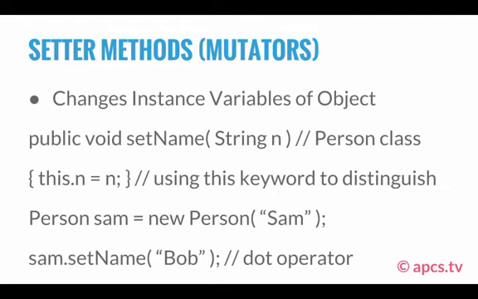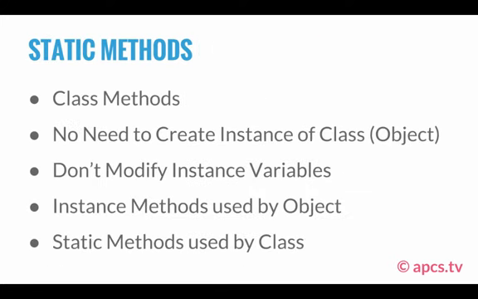And remember that the set name method is an example of a mutator. So now let's take a look at static methods, which we've actually already taken a look at, but we'll look over them again because they're a critical part, and we've seen them in some of our programs already. Static methods are also known as class methods, and they remove the need to create an instance of a class, or basically create an object.